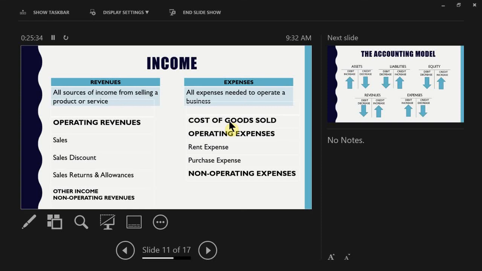Operating expenses is going to be anything that runs your business, such as rent. Okay, rent expense, right? You need to have a facility in order to sell your products. Advertising expense, right? That's another example. Purchase expense, right? You need to make purchases to maintain your business. So those are considered operating expenses. Now, in this class, you only learn two. You guys are only going to learn cost of goods sold and operating expenses. But I do want you to know this as well, that there is also other expenses, or what I call non-operating expenses, right? So I'll give you an example of it, but it's not something that you're being tested on.